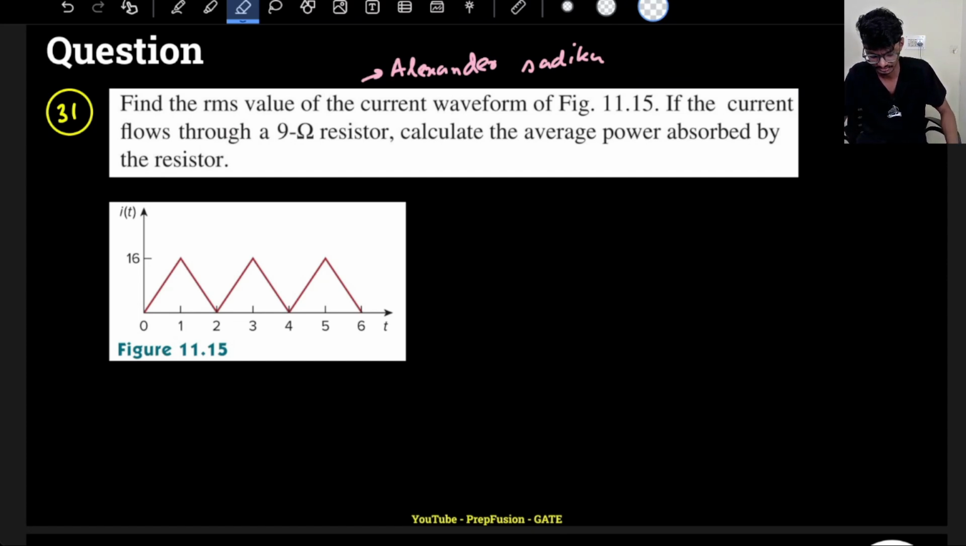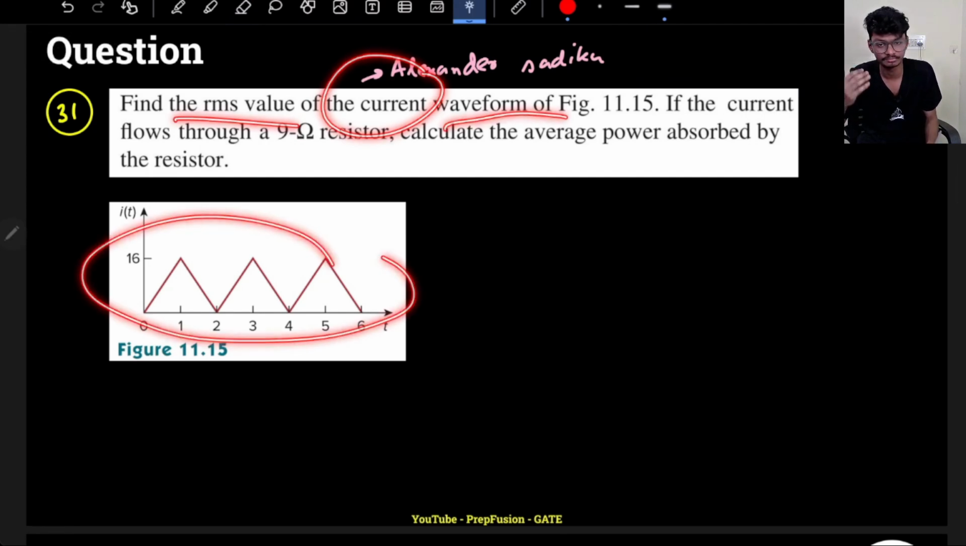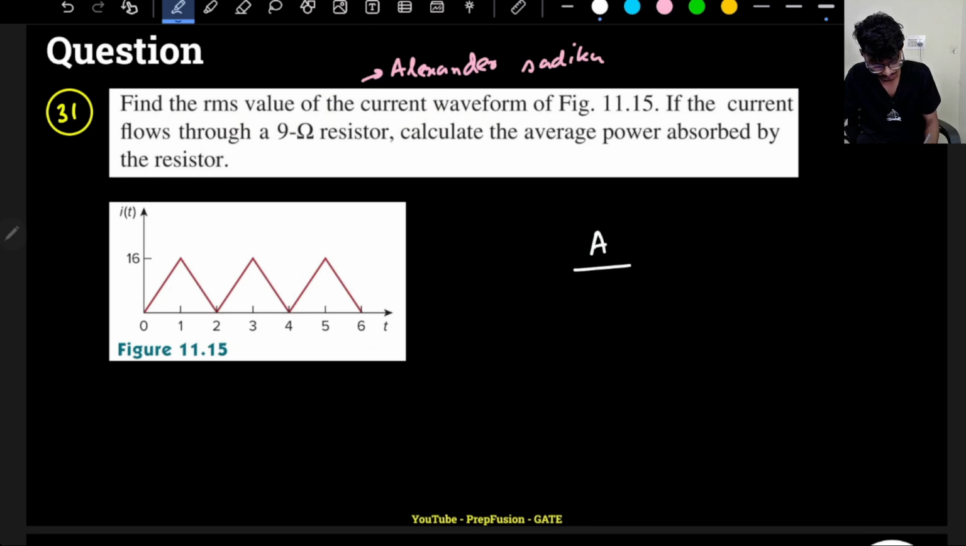This question is not that difficult. First we have to find the RMS value of the current waveform. This is a simple triangular waveform. What is the RMS value of a triangular current waveform? It is A by root 3. What is A in this case? A is the peak amplitude, that is 16.